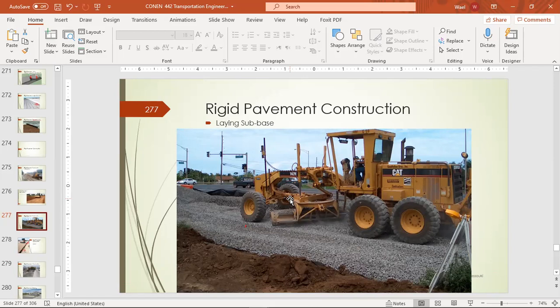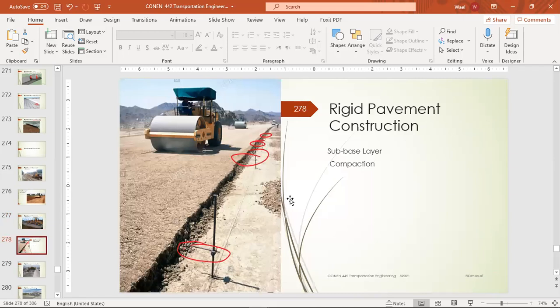underneath the concrete slab. Then again, after having this sub base, it must go into compaction, and this must be very well compacted, okay, because this is going to be carrying a good portion of the load.